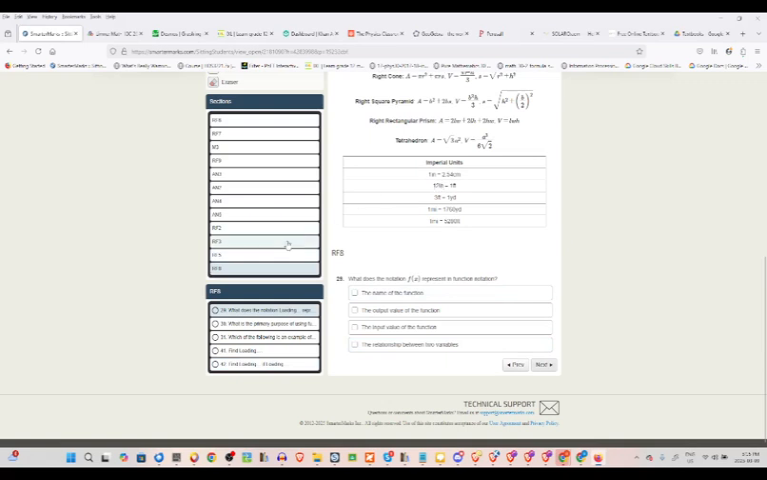All right, here we go. Our last skill here, RF8. What does the notation f of x represent in function notation? That is the output value of the function. X is our input. F of x is the output, which is the same as y in a lot of cases.